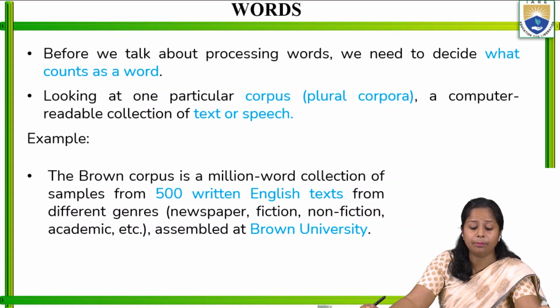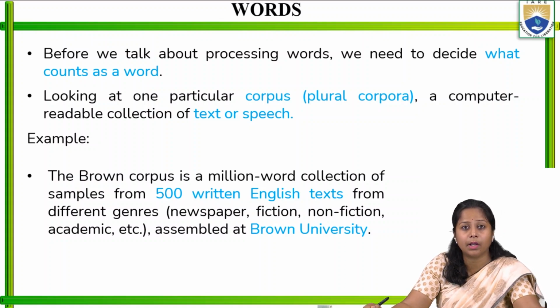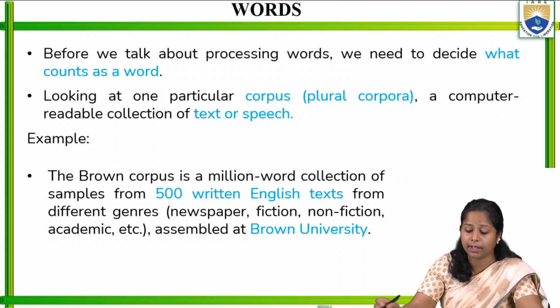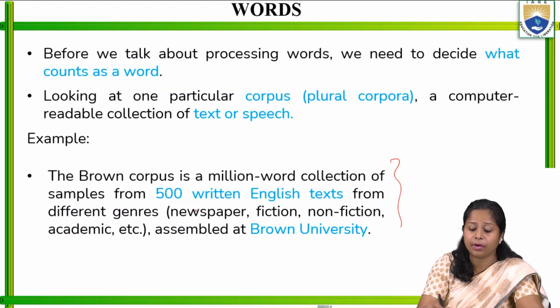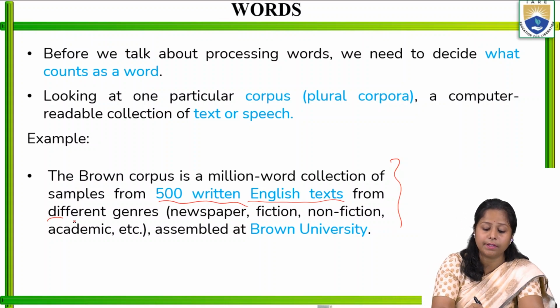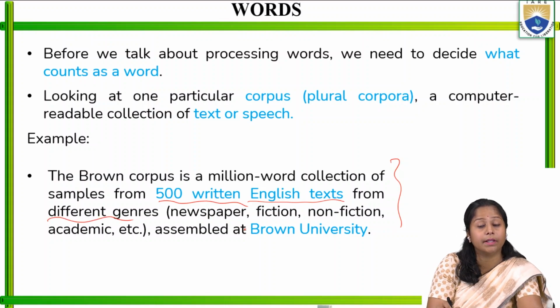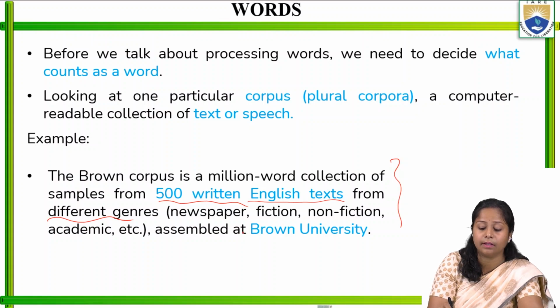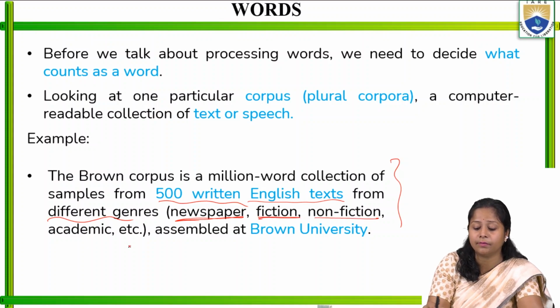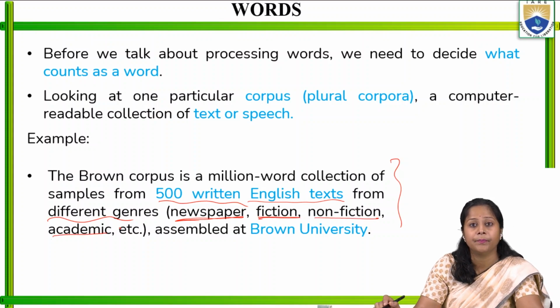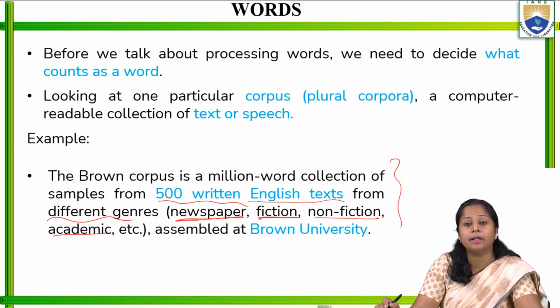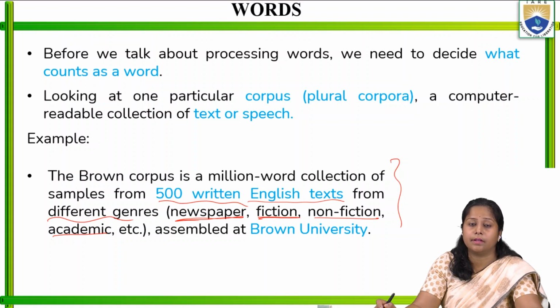For example, the Brown corpus is a million-word collection of samples from 500 plus written English texts from different genres. The genre is nothing but the categories we have seen in the earlier topics. There will be newspaper-related data, fiction, non-fiction, academic, and likewise. That was assembled by Brown University researchers. So that is one type of corpora.